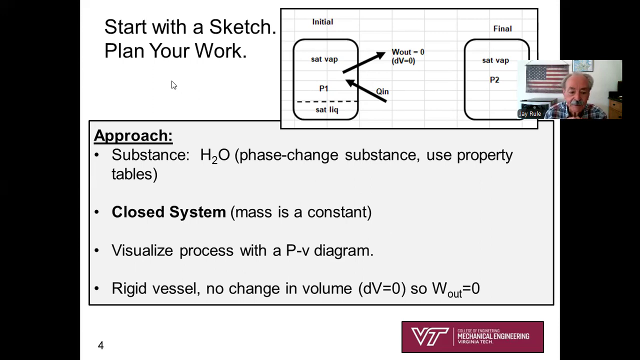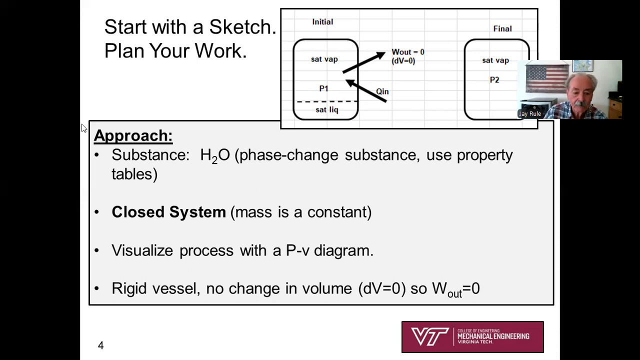But you do see that it depicts what the problem statement said. I've tried to depict a rigid vessel. An initial state I'm showing as a mixture of vapor and liquid saturated at P1. I'm showing there's some heat going in, some work going out, a little more on that in a minute. And then the final state is totally saturated vapor. So I've tried to show that in a sketch.